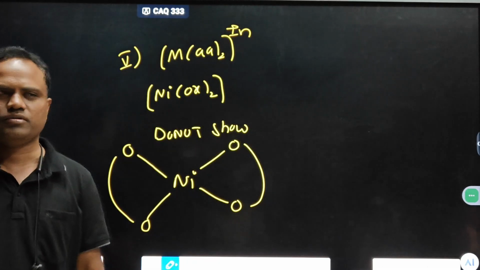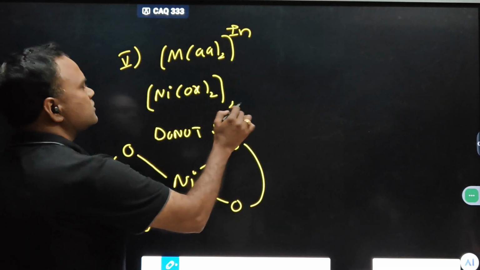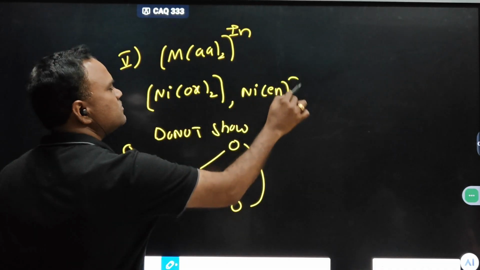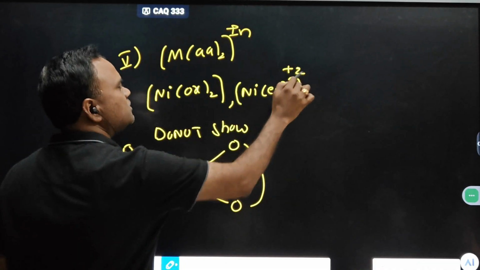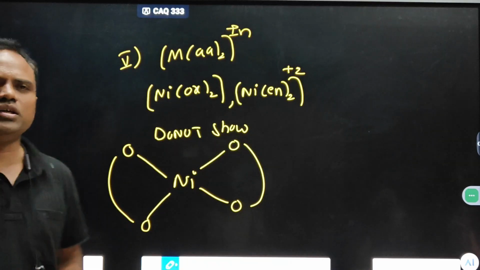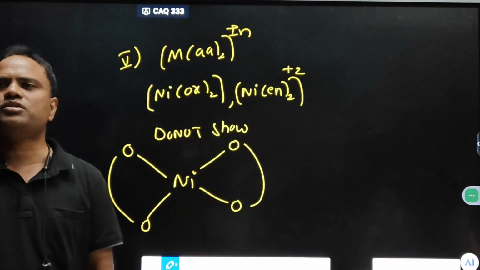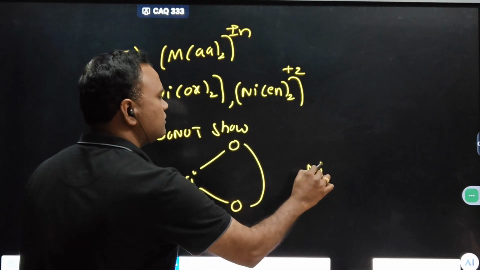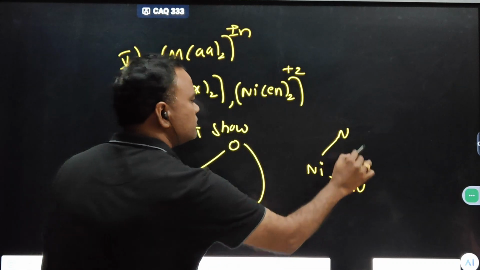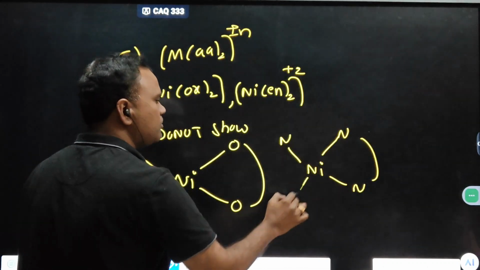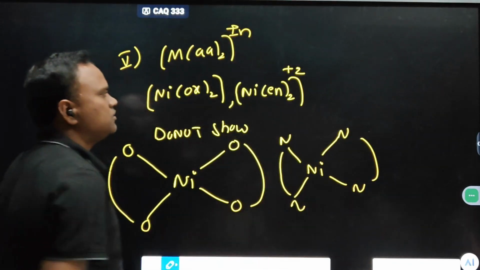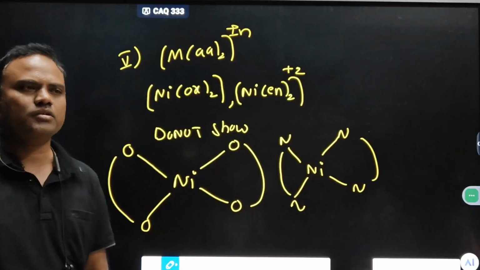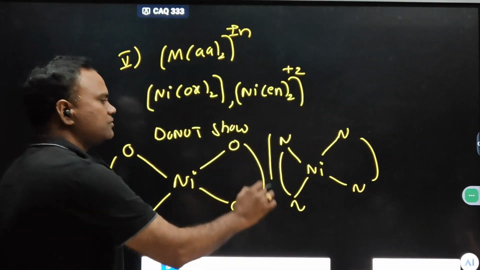Another example for this: can we take nickel en taken twice, plus 2? Can I take this example? Yes or no? In en, what are the donor atoms? Two similar nitrogens. So it will be present like this: nickel, nitrogen. It is not possible to classify nickel ethylenediamine, a bidentate ligand, into cis and trans.